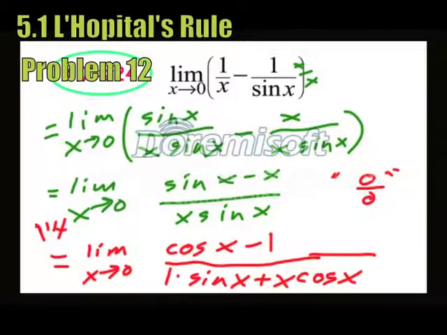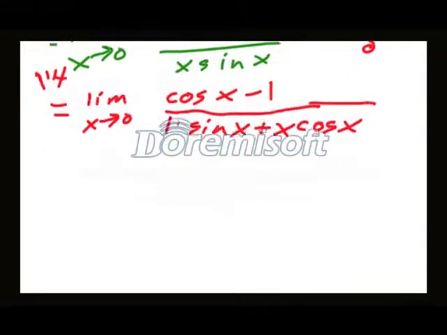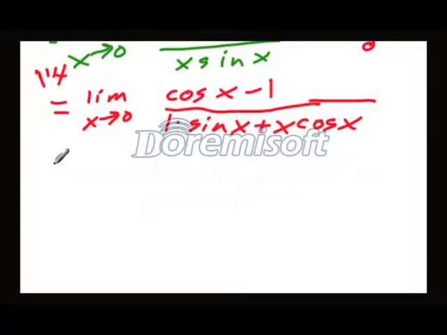Now if we try to plug in 0, we can see that the cosine of 0 is 1, so we get a 1 minus 1 on the top. So that top part is going to 0, and plugging 0 in the denominator, you see that that's also going to 0. So once again we have 0 over 0, which means what do? Well, it means we can use L'Hopital's rule again. So let's use L'Hopital's rule a second time.